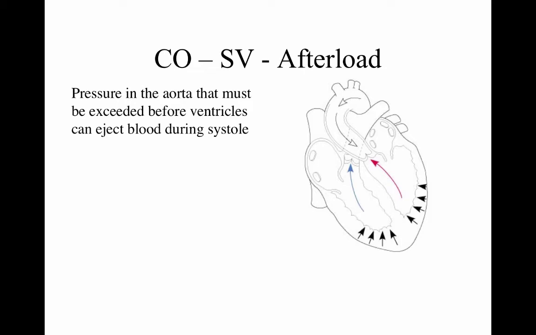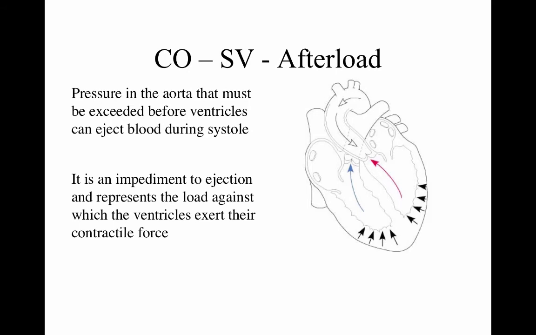the ventricles to eject blood during systole is this afterload, and this is an impediment to ejection and represents the load against which the ventricles exert their contractile force. Fundamentally, afterload is the resistance of these semilunar valves to the pressure that is trying to push out through the ventricles. So we have to overcome afterload to have our complete ejection of blood.